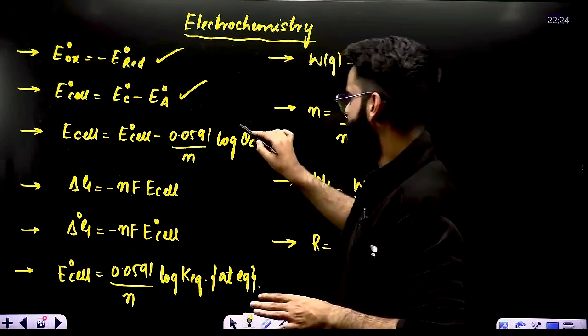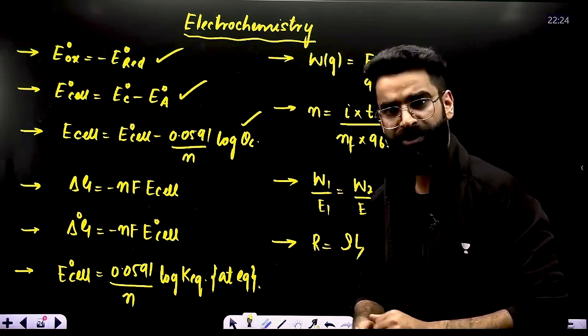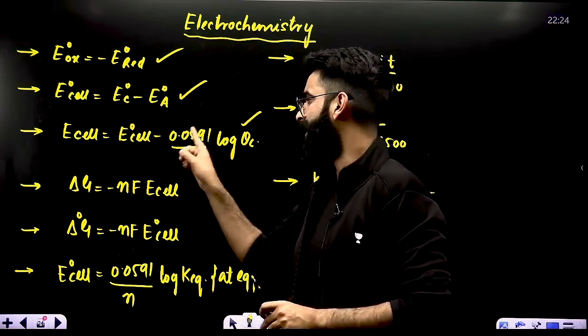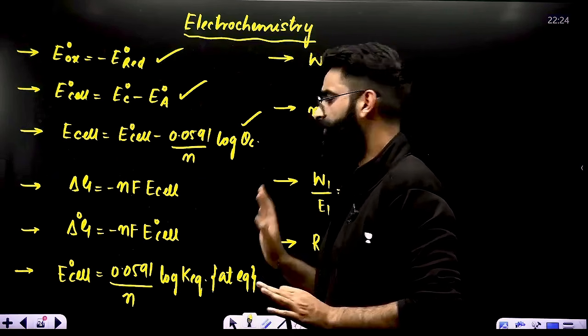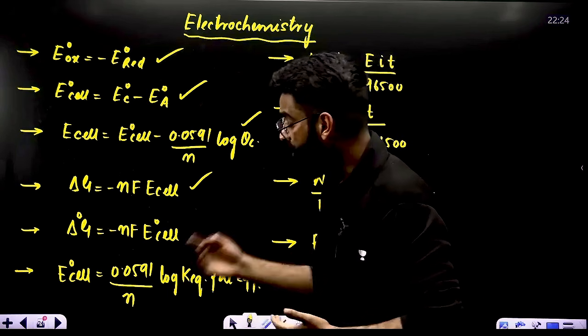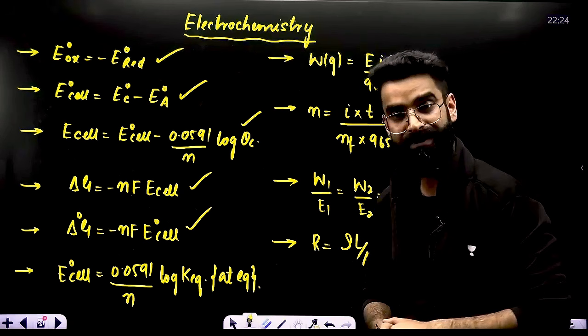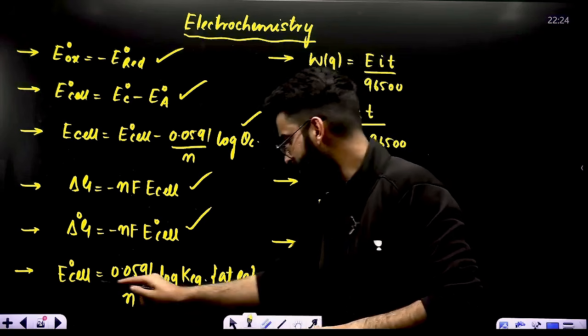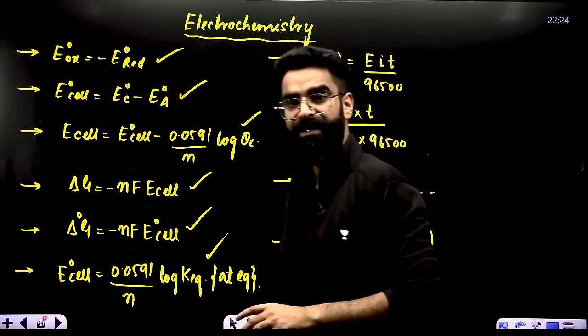Now, this is the Nernst equation which we use in most of the questions. E cell is equal to E naught cell minus 0.0591 divided by n log of Qc. Delta G for the cell is equal to minus nF E cell. Delta G naught for the cell is equal to minus nF E naught cell. When the cell is at equilibrium, this is the result which we use.